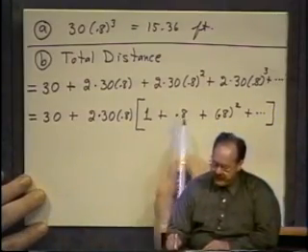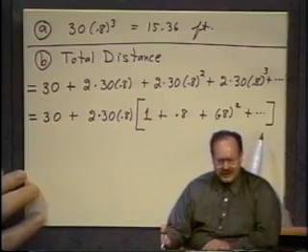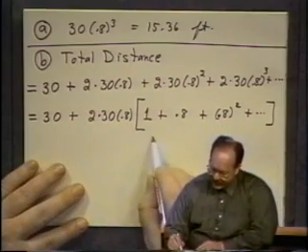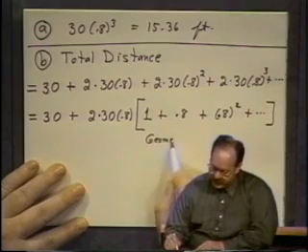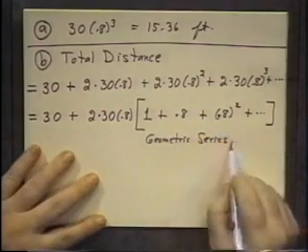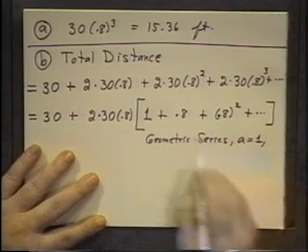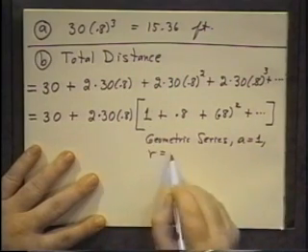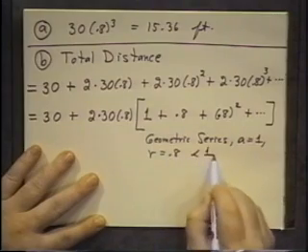Well, what I have here now is a geometric series. In fact, let me write that down. This is a geometric series, which is what I was hoping for after all. Here a is equal to 1, the very first term, and r is equal to 0.8, which is certainly less than 1.